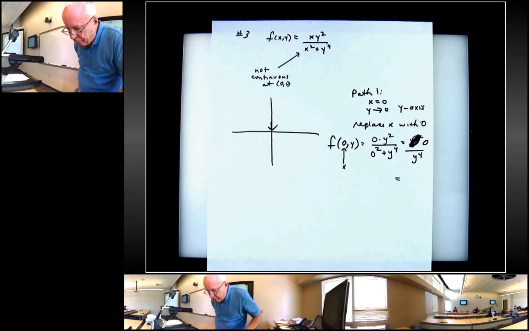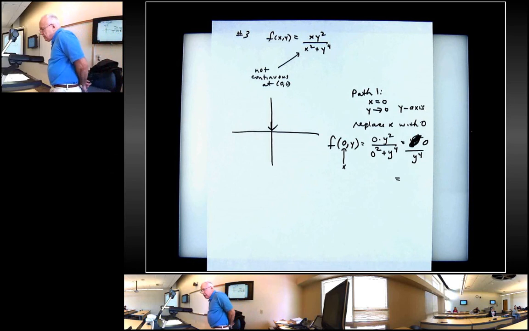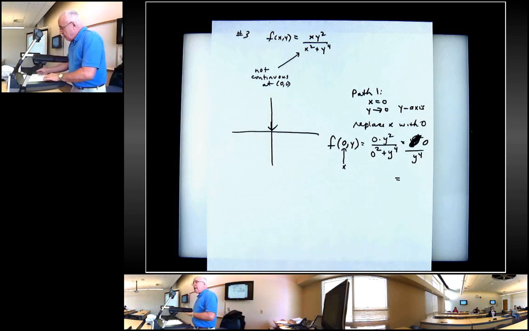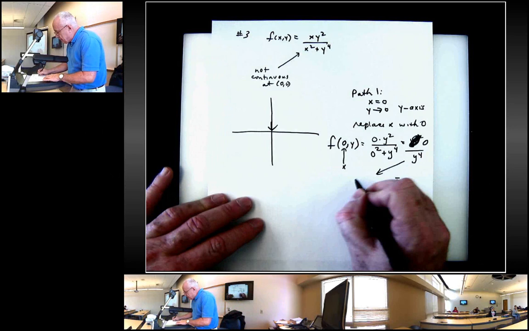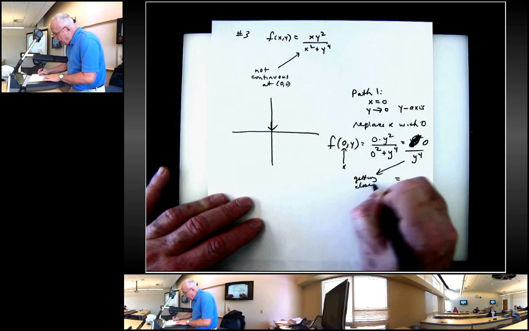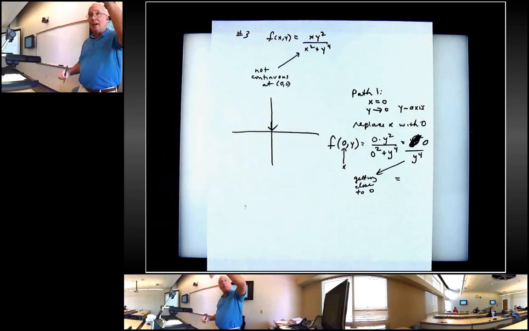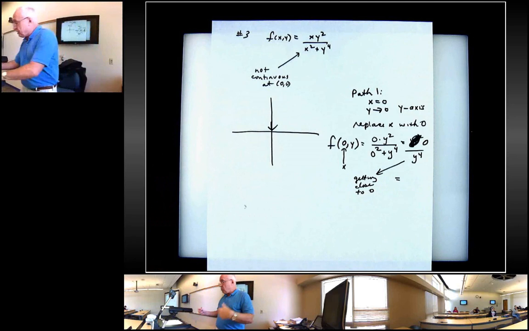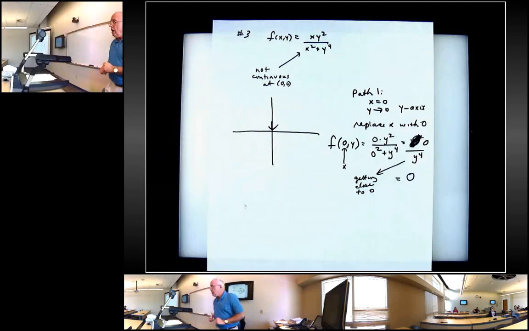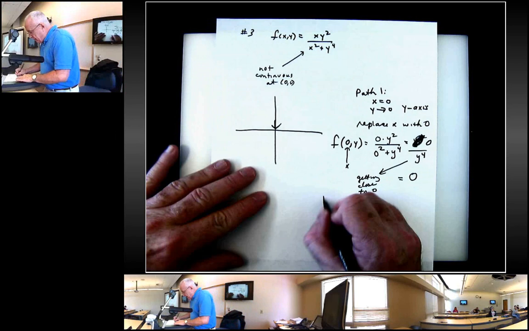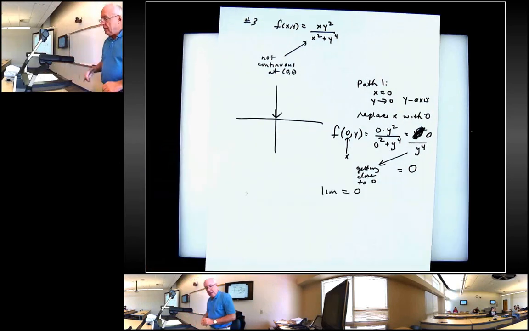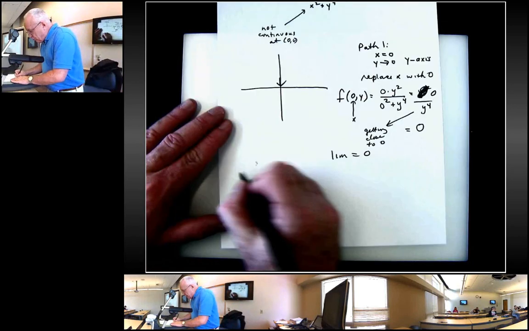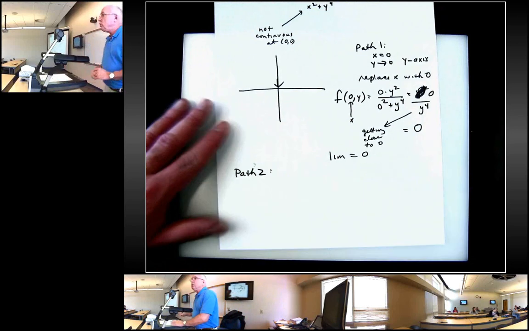Okay. And let's see. Again, y to the 4th is getting close to 0, but along that path, it's not exactly equal to 0. So again, 0 divided by anything non-zero is going to be 0. All right. Okay, so the limit along this path equals 0. Now, we have to find that crucial path number 2, which will give us a different limit.